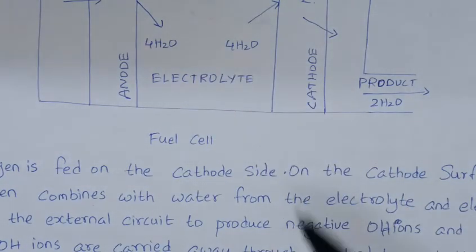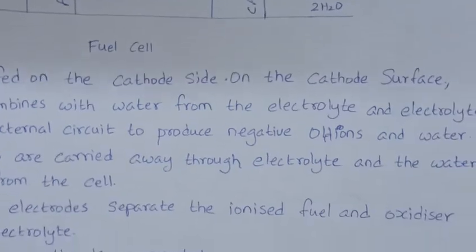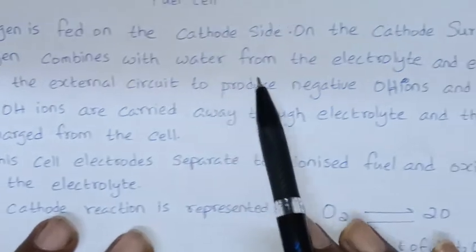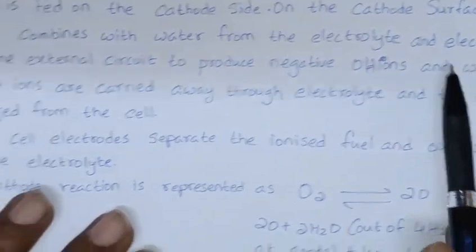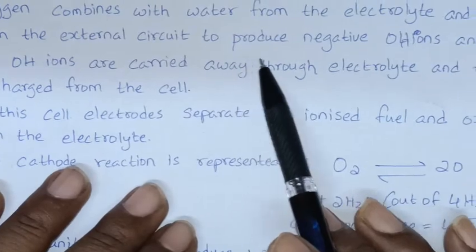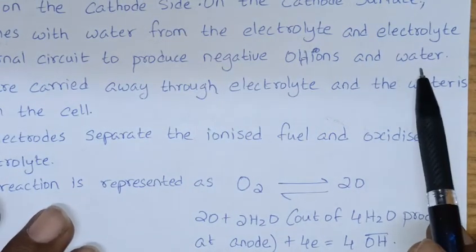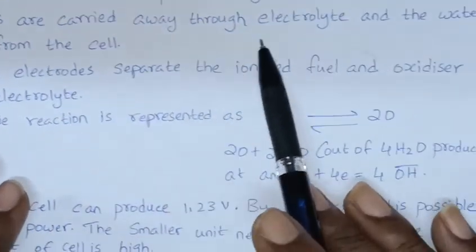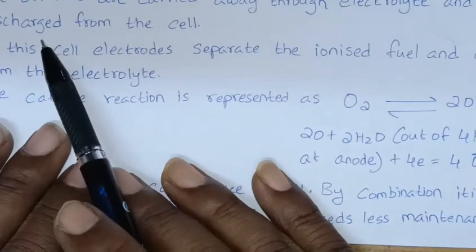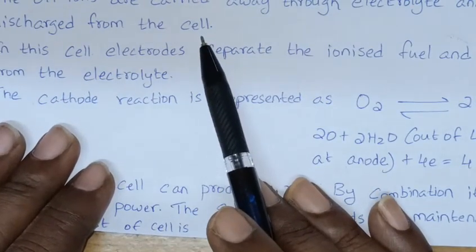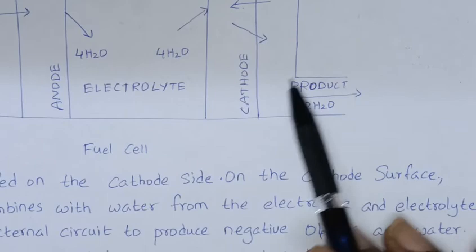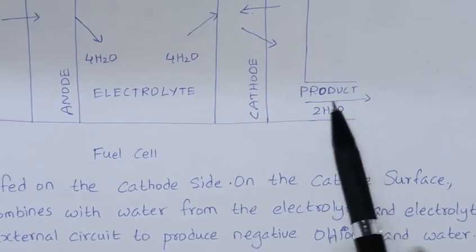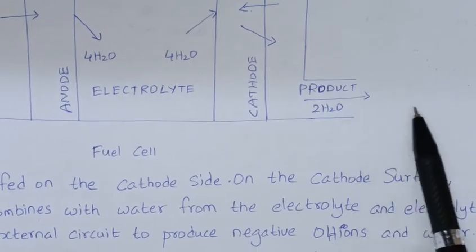The solution is filled within the electrolyte. Next, what is happening here? On the cathode surface, oxygen combines with water from the electrolyte and electrons from the external circuit to produce negative OH ions and water. Now the OH ions are carried away through the electrolyte and the water is discharged from the cell. You can see the product coming outside. So direction is very important, right? This is the outlet direction in which water is coming from the cell.